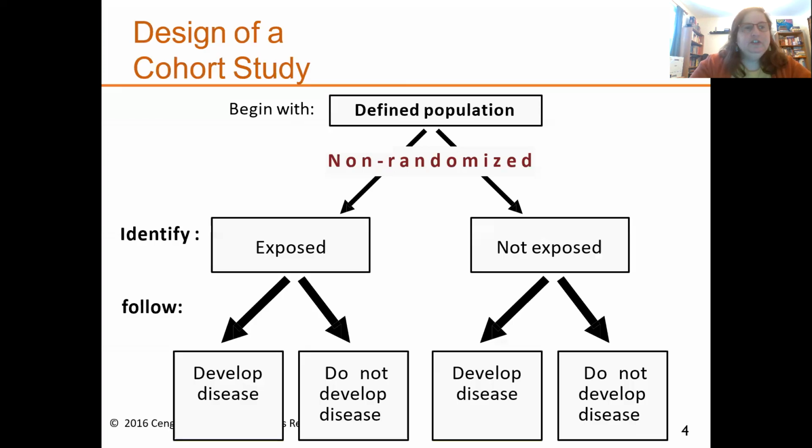Okay. So let's start with the design of a cohort study. You start with a defined population. From our defined population, what we're going to do is non-randomly identify exposed people and not exposed people. Let's say our exposure in this case is cigarette smoking. Could be anything, but let's call it cigarette smoking.